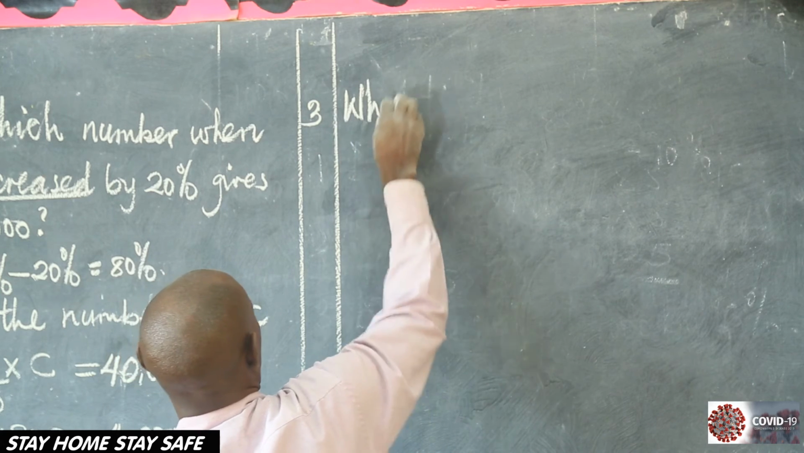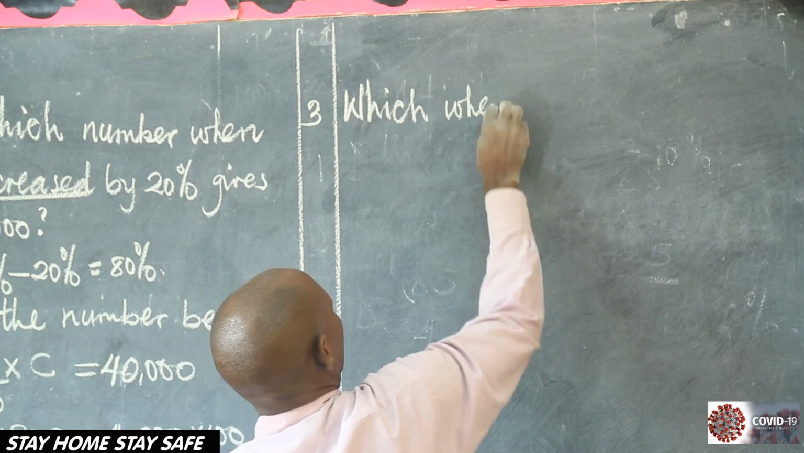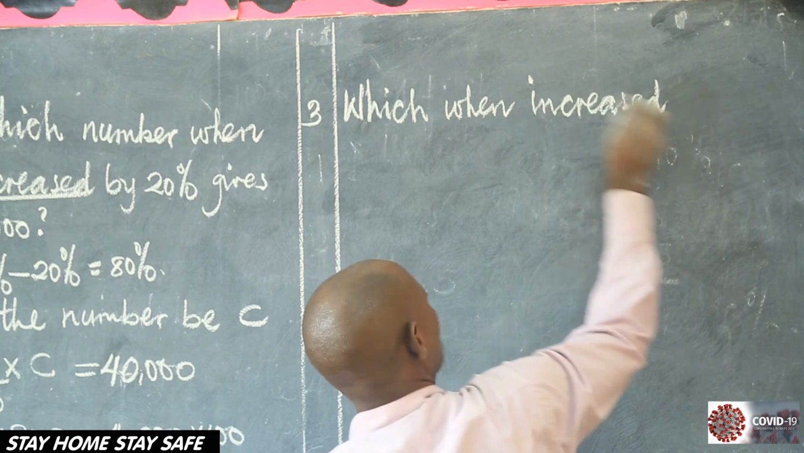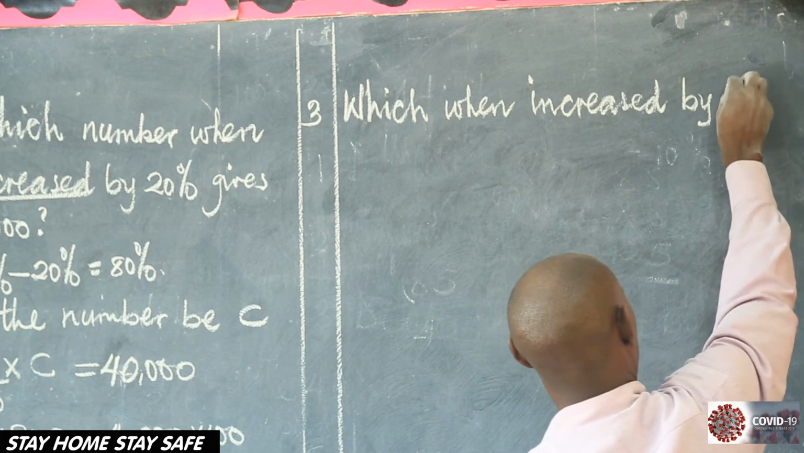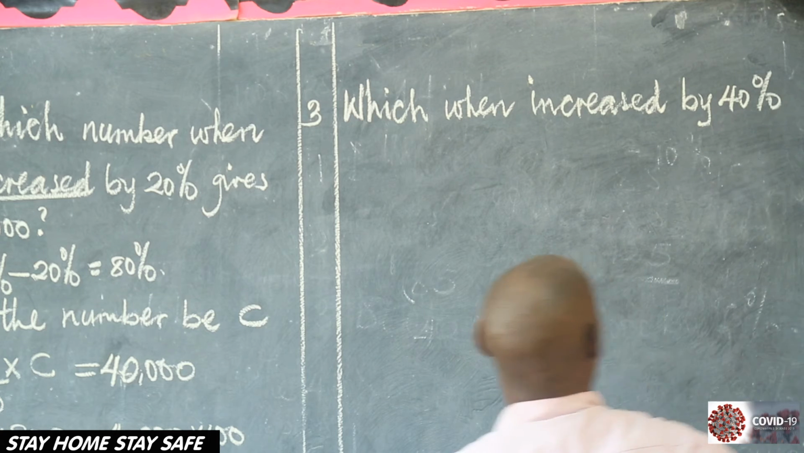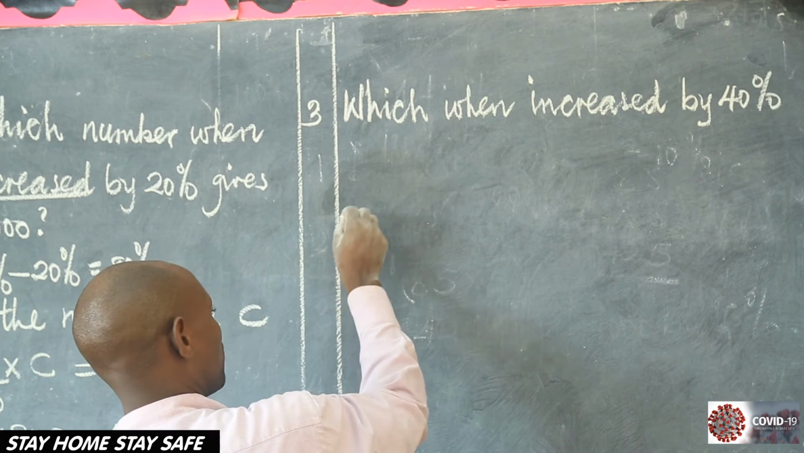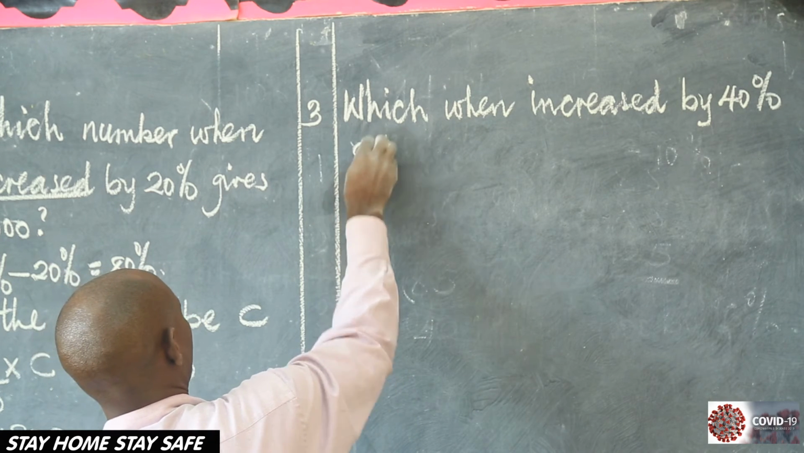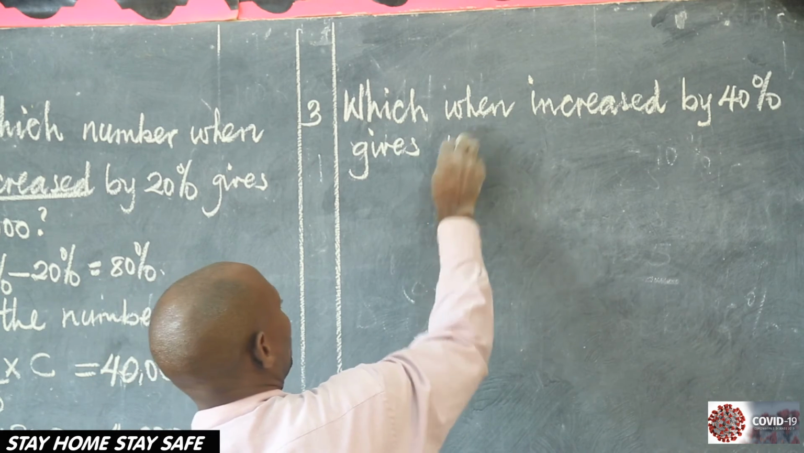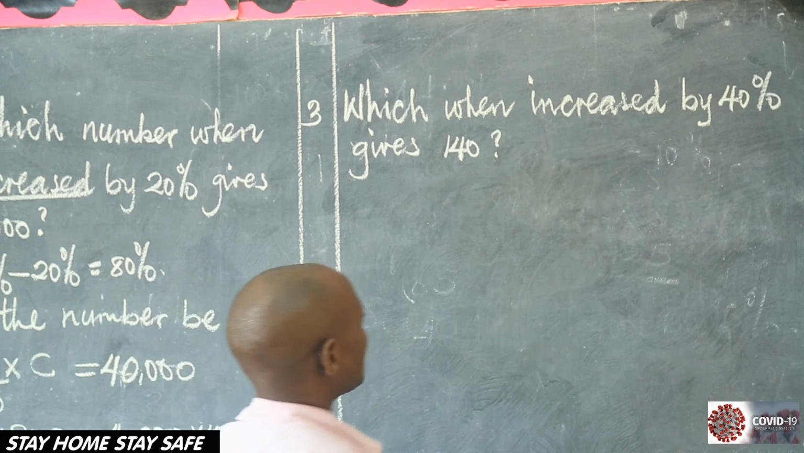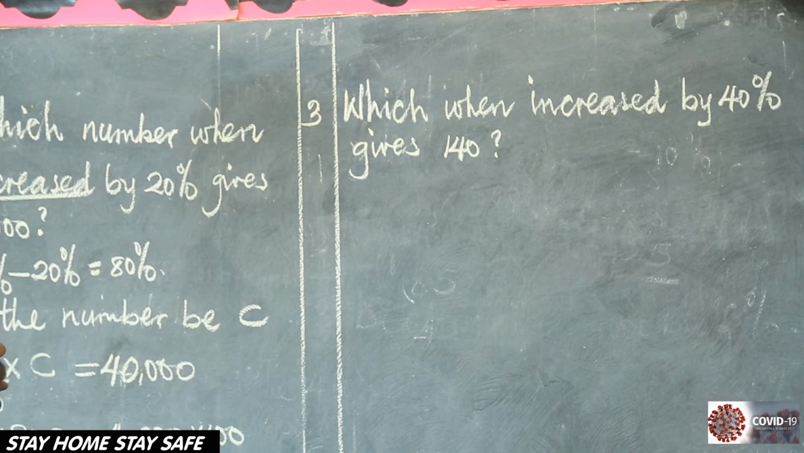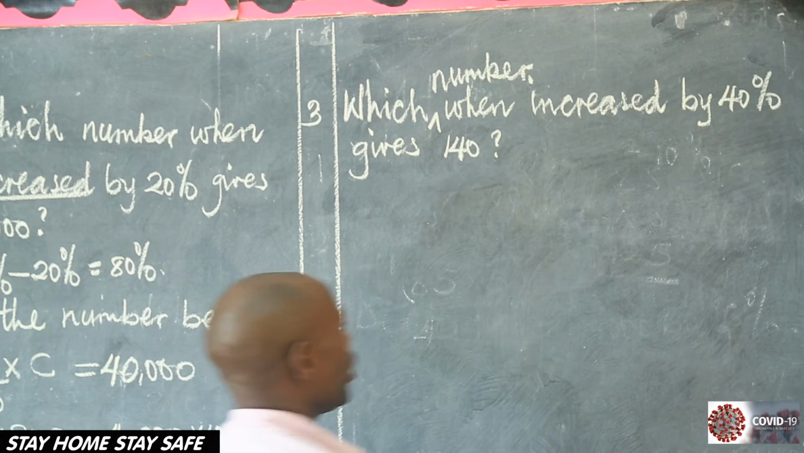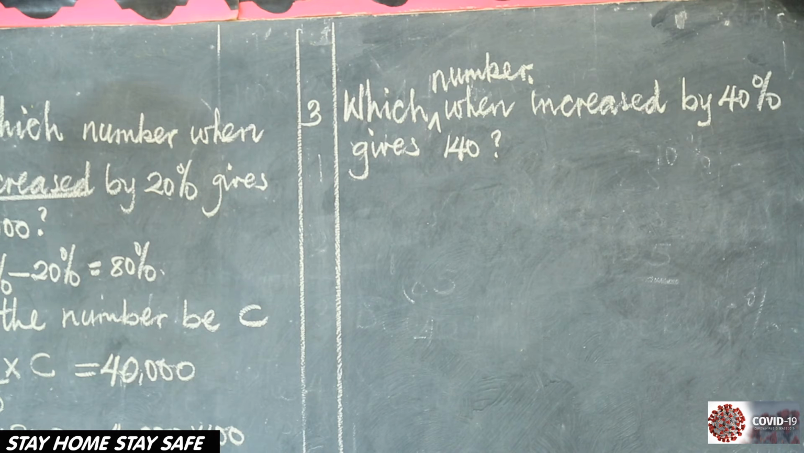Number 3, which number, when increased by 40%, gives 140, as simple as that. Which number when increased by 40% gives 140?